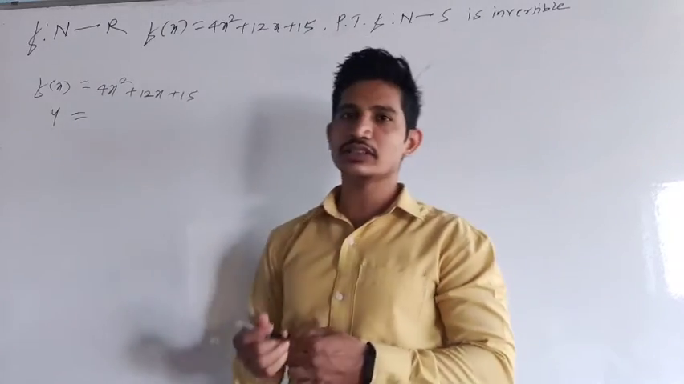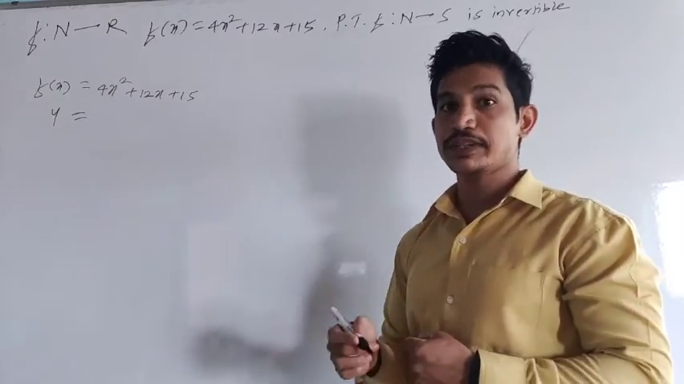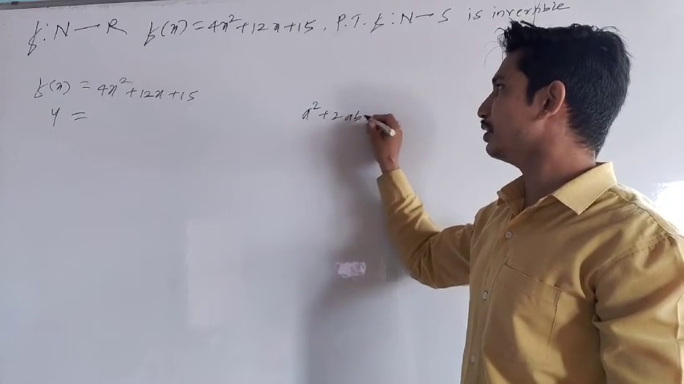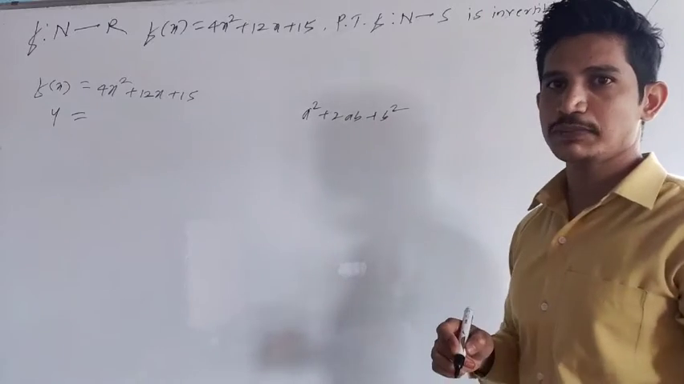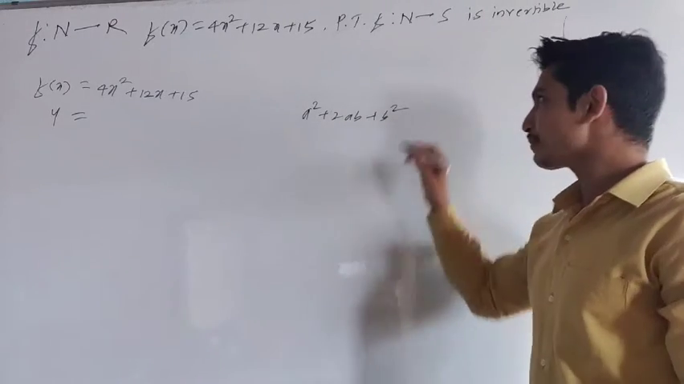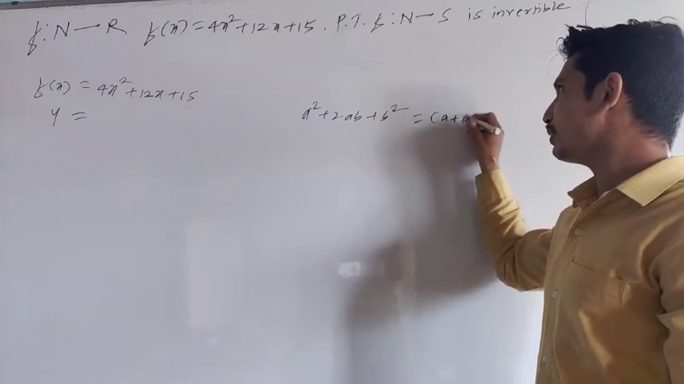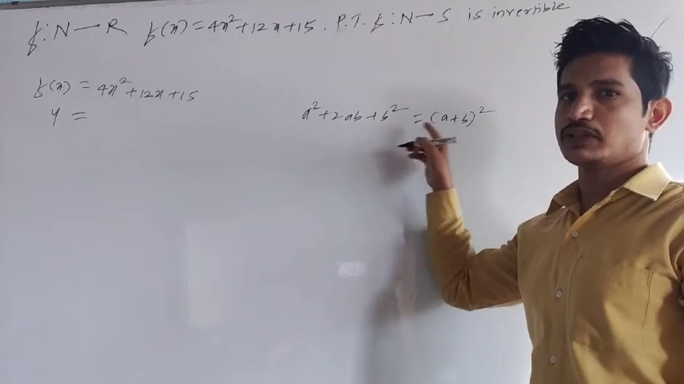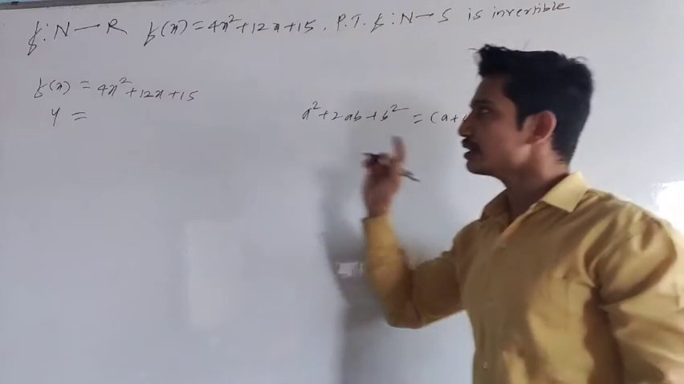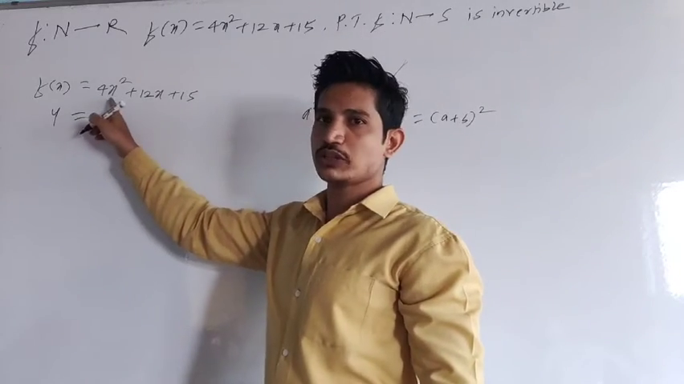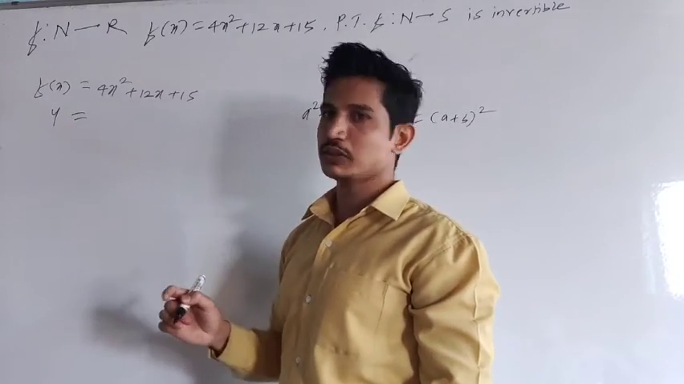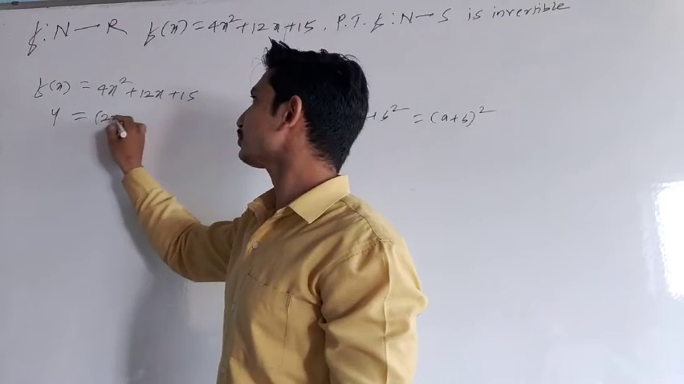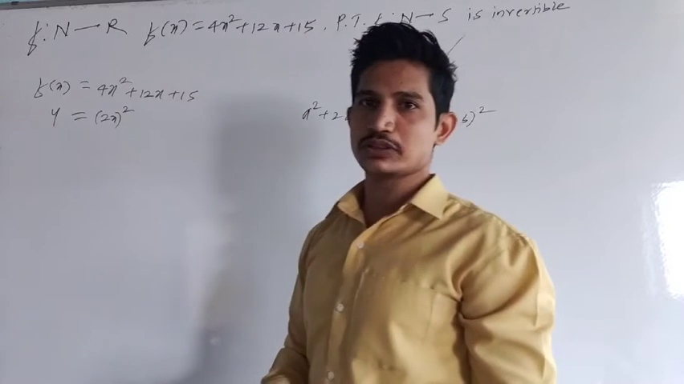Now convert this into a plus b whole square form. a square plus 2ab plus b square is a plus b, the whole square. In the same way here, 4x square plus 12x plus 15 is there. Convert it. 4x square is 2x, the whole square.